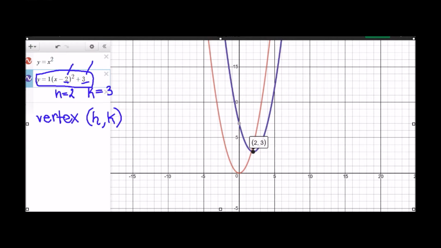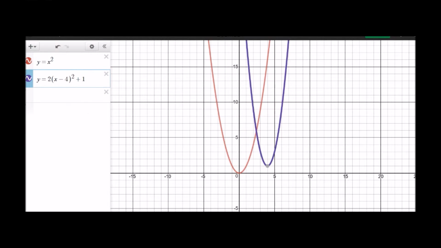So we are going to try a couple. I'm going to try a few here. I typed in one equation, and here we go: y equals 2(x minus 4) squared plus 1. Again, just as a reference, I'm going to have the general form a(x minus h) squared plus k, available to me there.